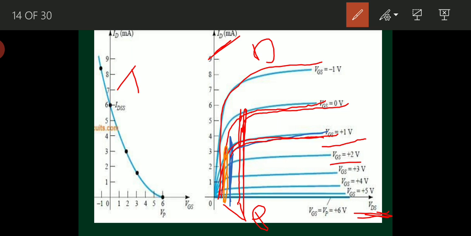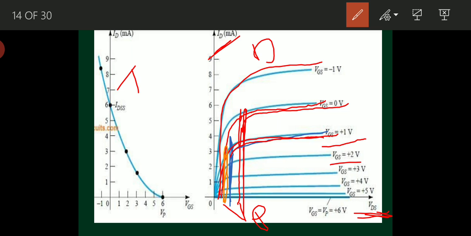Let us move on to transfer characteristics. The transfer characteristics are derived from drain characteristics by simply applying Shockley's equation: ID equal to IDSS into 1 minus VGS by VP whole square. It is Shockley's equation, right? What is IDSS?